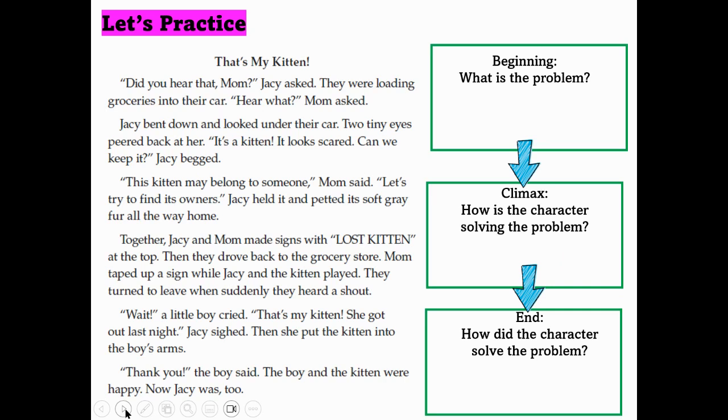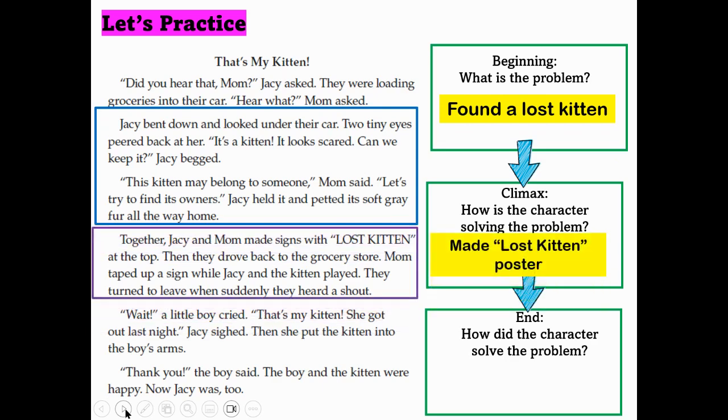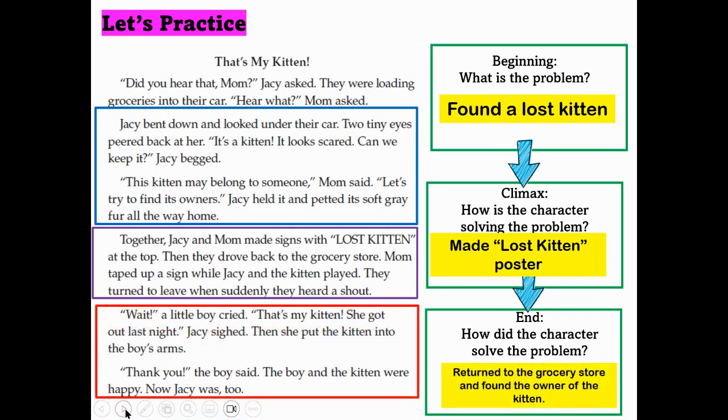Now JC was too. So let's look at what is happening at the beginning of the story. What is the problem? If we look, that's where they found a lost kitten. Climax: how is the character solving the problem? If we look, JC and her mom drove back to the grocery store and decided to put up signs that said lost kitten. And then what happened at the end of the story? How did the character solve the problem? They returned to the grocery store and found the owner of the kitten.